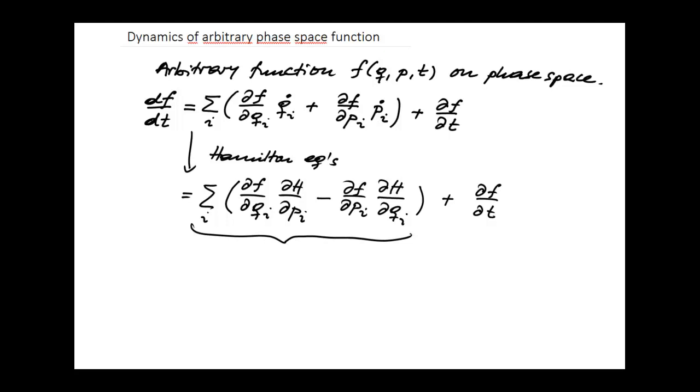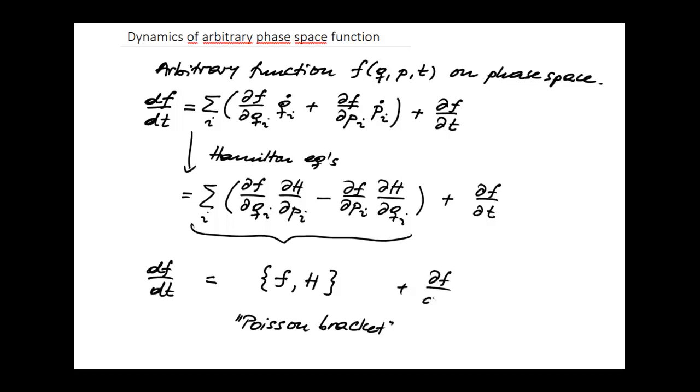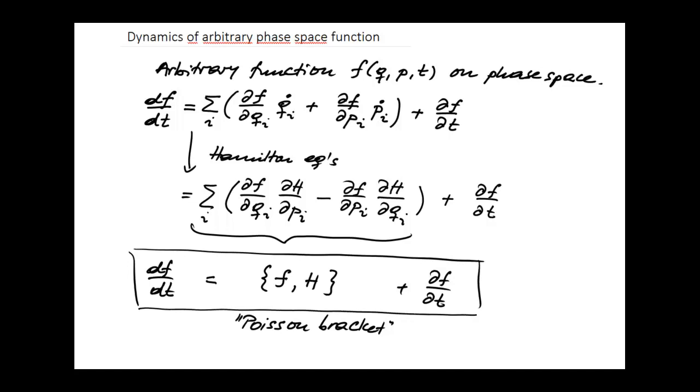Now for this first contribution, for the sum, one introduces a compact notation. One writes this as a so-called Poisson bracket. It's written like this, f, comma, h, in curly brackets, plus the partial with respect to time. And this is a compact way of writing the dynamics of an arbitrary phase space function. I should tell you on the next page how exactly the Poisson bracket is defined.